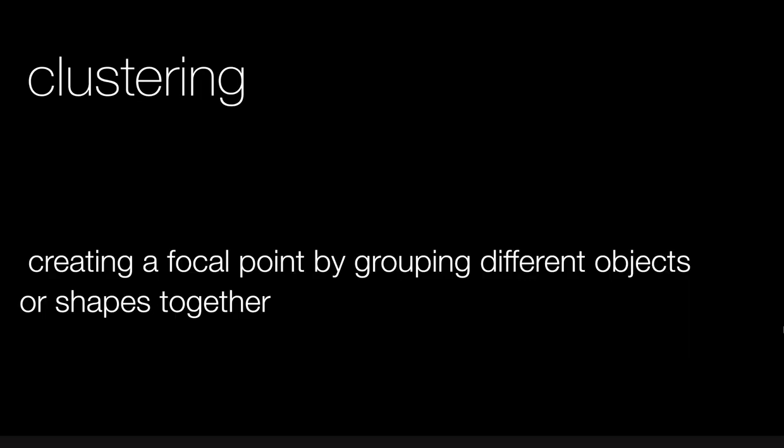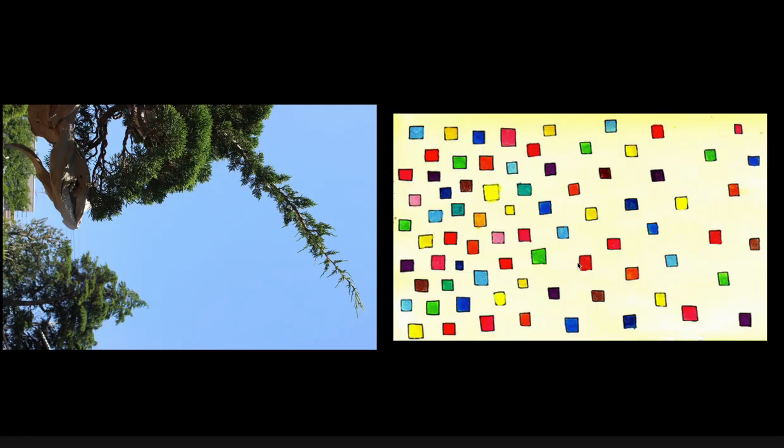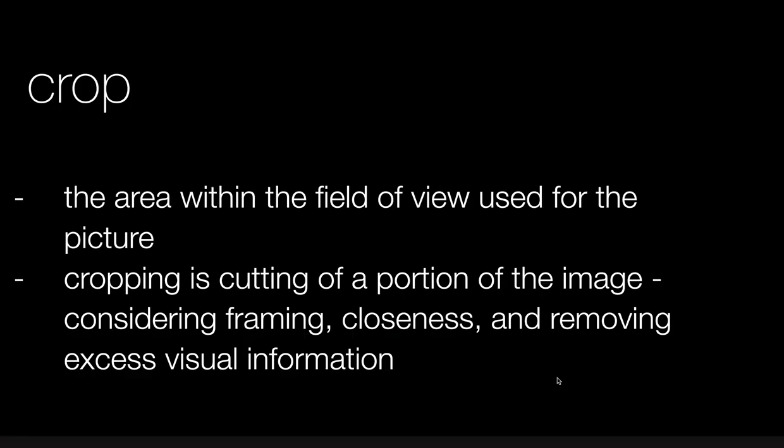Clustering is very similar to isolation, but you create a focal point by grouping a bunch of objects or shapes together rather than just one thing. So here you can see a cluster that spreads out to have more negative space from left to right. On the left side here, we have all of our information essentially clustered to the left top, if you will, right? And we have the negative space here on the bottom.